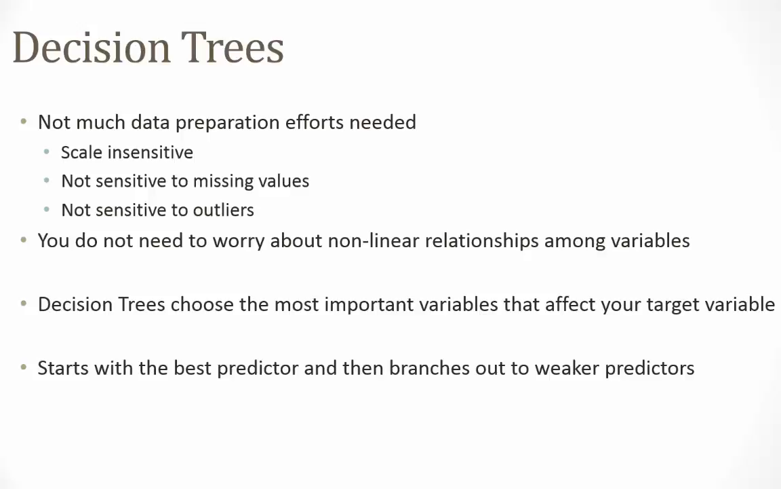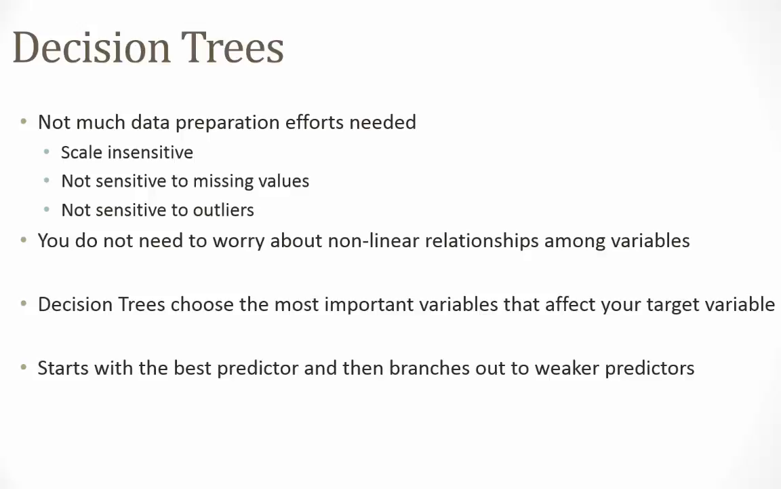Another good thing about decision trees is that they are not sensitive to nonlinear relationships among variables. This is something serious about linear regression and even logistic regression because both of them assume some sort of linear relationship between your independent variables and dependent variables. However, decision trees do not follow such assumptions, so they do not care about any sort of nonlinear relationship that exists among your variables.